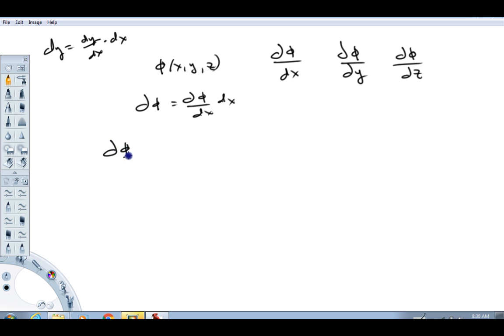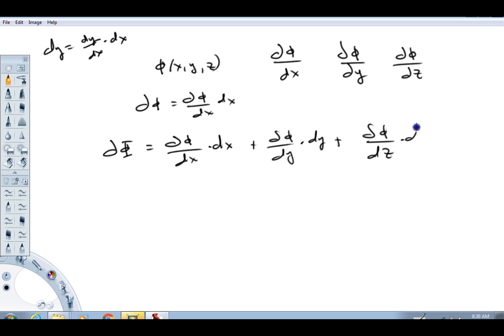dφ, which stands for difference in phi or differential in phi, can be calculated by dφ/dx times dx plus dφ/dy times dy plus dφ/dz times dz. And again, each of these terms individually is what we had before, basically. Then the total differential is the sum of the three.